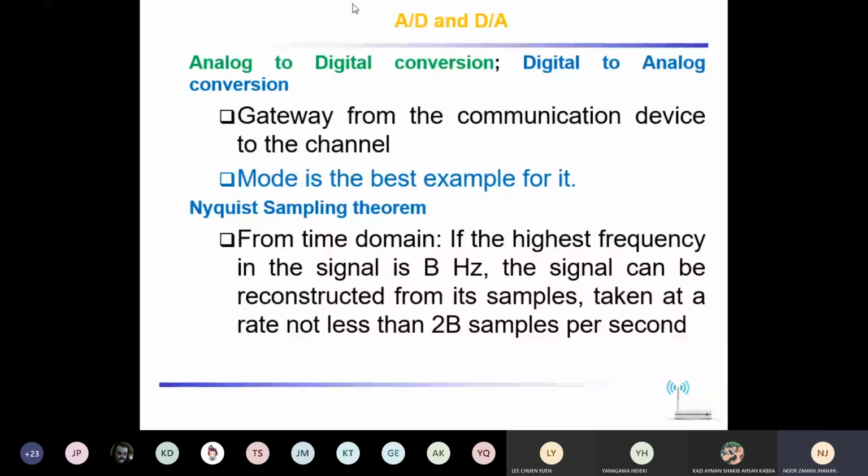Going ahead, AD and DA. AD is analog to digital, and DA means digital to analog. We are able to convert analog signals to digital and revert them back from digital to analog as well. It's not a big deal. We do this while using the internet, and also while making a voice over IP call.